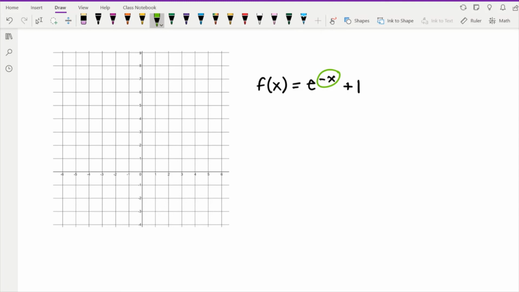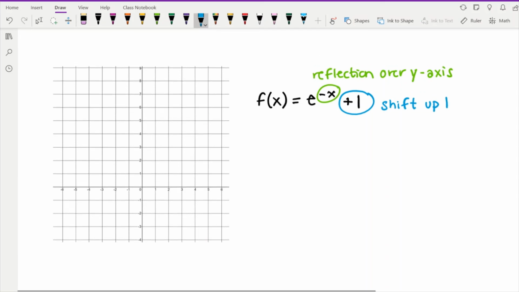And so we know that if we apply a negative sign, it's going to be a reflection. And in this case, it's specifically going to be a reflection over the y-axis, right? It's a horizontal reflection. And then what about this plus 1? Well, that's going to be a shift, right? And it's specifically, because it's being added to the function as a whole, it's going to be a vertical shift.